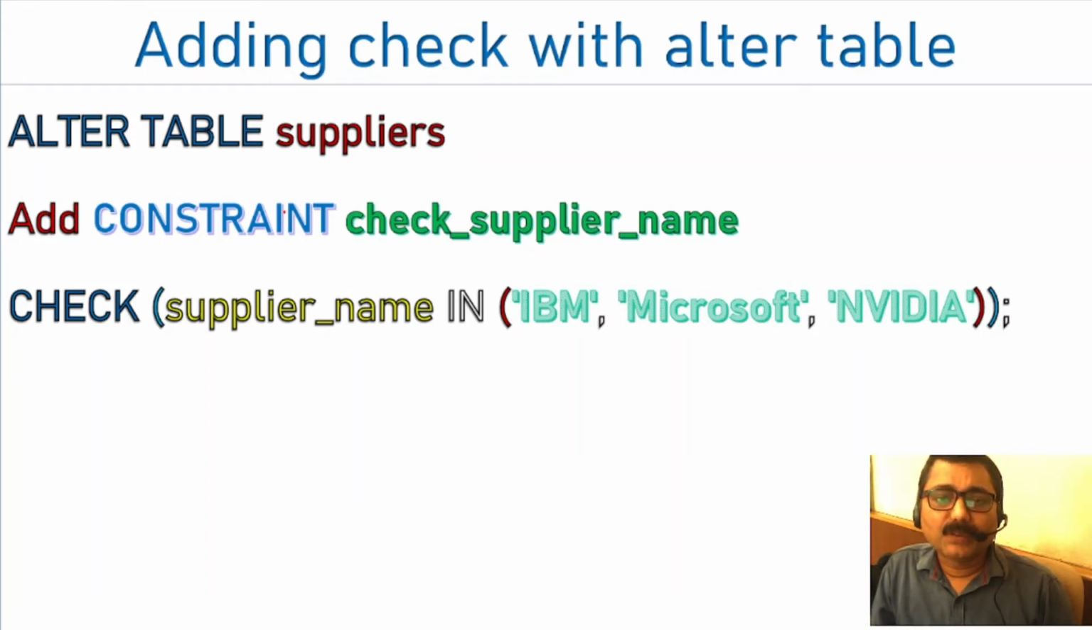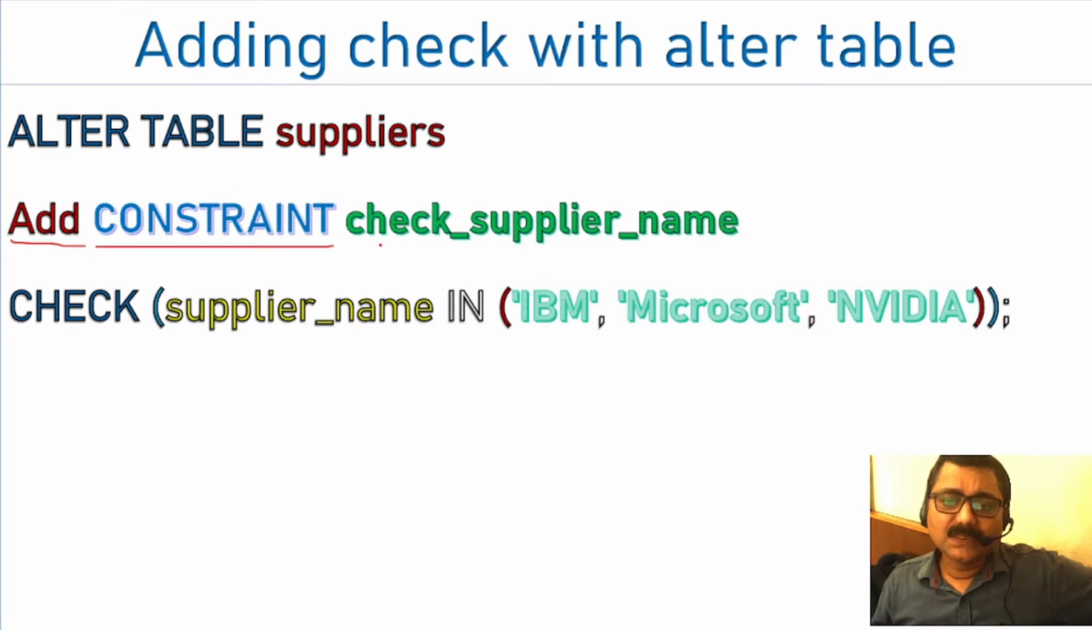Here we want to add one more constraint into the table called supplier, where we want to limit the suppliers who can be entered into the suppliers table. It's very simple. Add is a keyword. We all know that we can use alter table with add. This is the constraint keyword. This is the name of the constraint we are going to apply on the supplier table: check underscore supplier underscore.